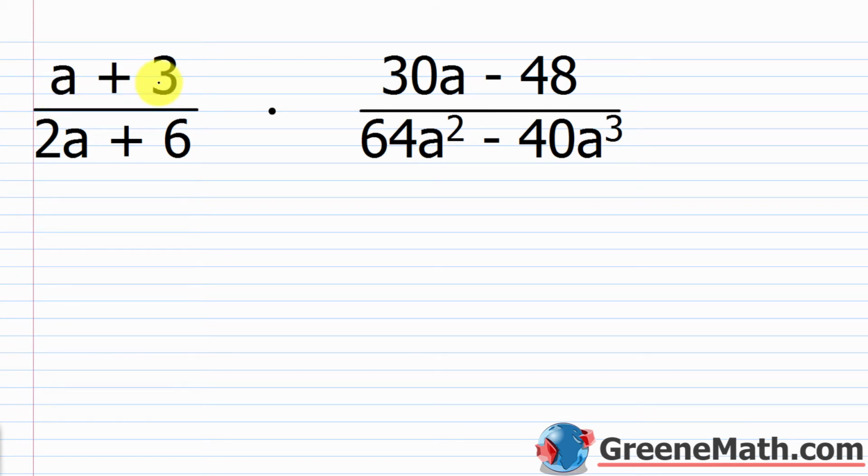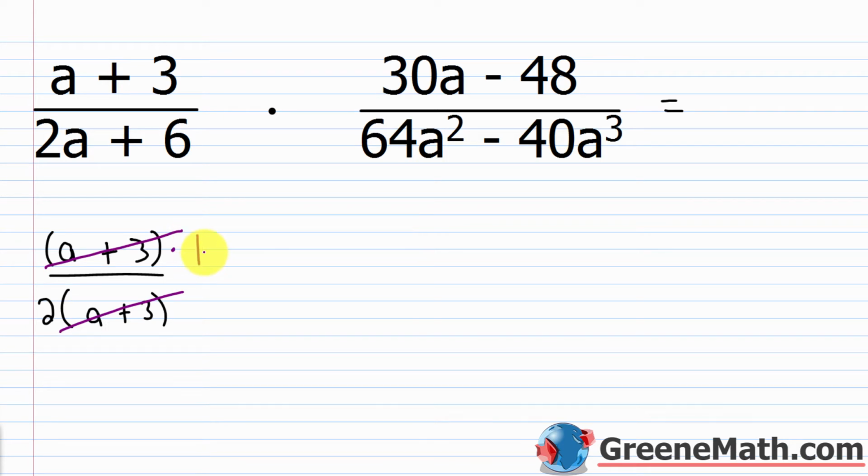All right, let's go ahead and take a look at the next example. So we have a plus 3 over 2a plus 6. This is multiplied by 30a minus 48 over 64a squared minus 40a cubed. So again, I just want to factor everything. With a plus 3, I cannot factor that, so I'm just going to leave it as a plus 3. With this one, 2a plus 6, you know you could pull a 2 out. So you'd have 2 times the quantity, a plus 3. And obviously you can now cancel between the numerator and denominator this factor of a plus 3. I'm going to put times 1 here just to make that obvious for you that these are factors.